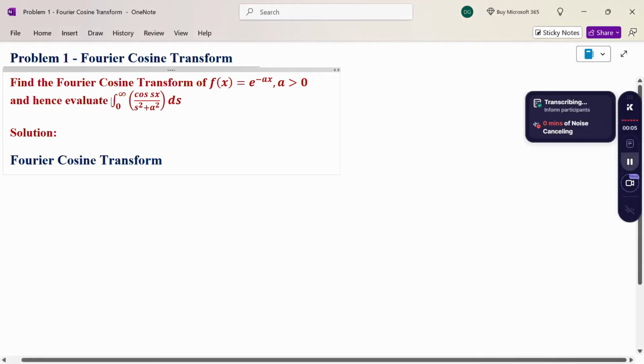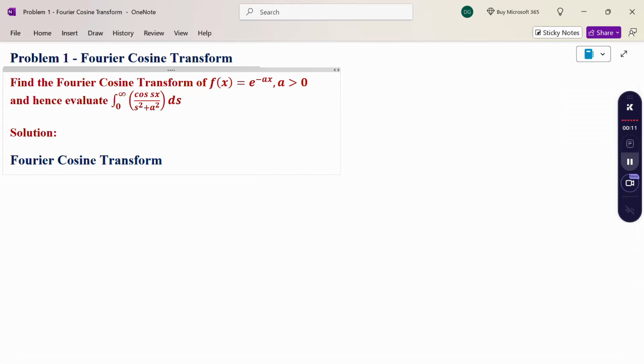In this session, we are going to discuss a Fourier cosine transform problem. Find the Fourier cosine transform of f of x equal to e power minus ax, a greater than 0, and hence evaluate the integral from 0 to infinity of cos sx by s square plus a square ds.